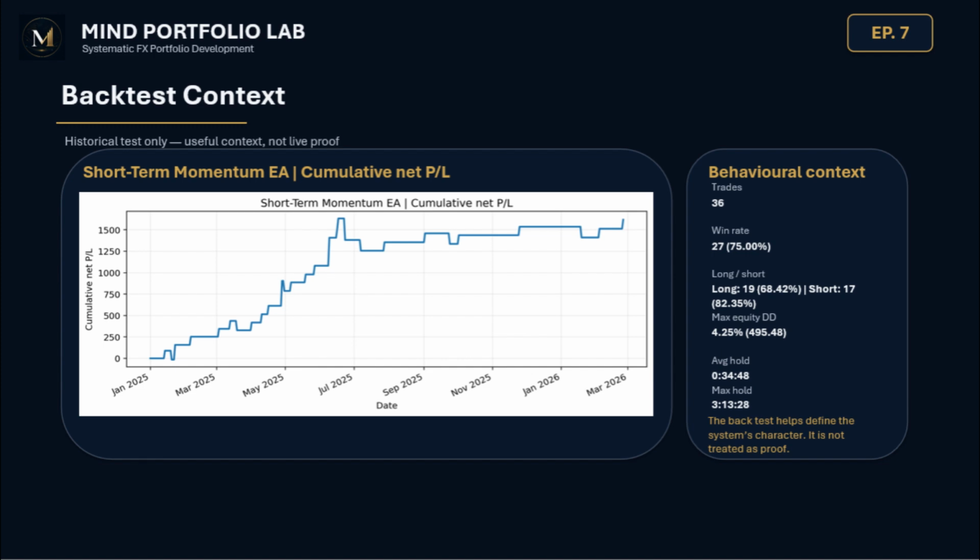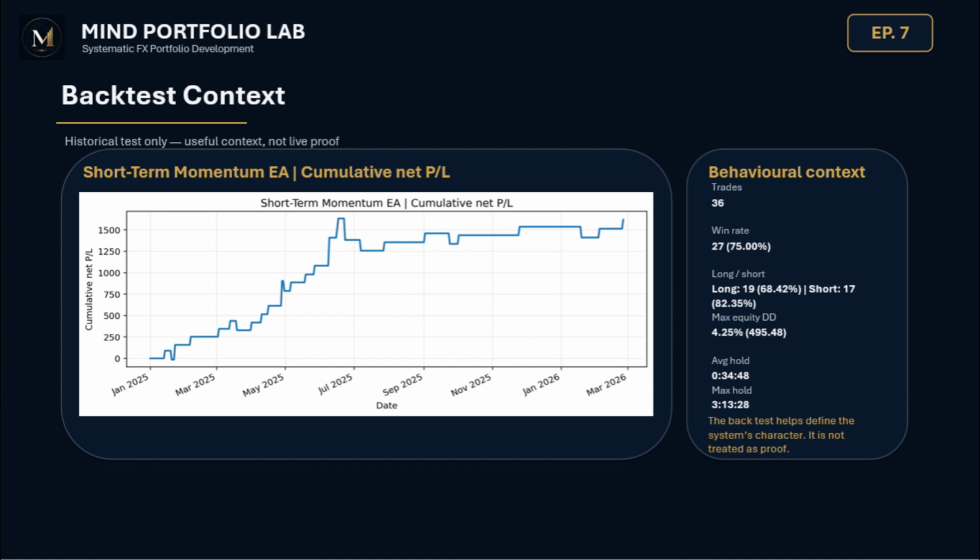The average position holding time is around 34 minutes and 48 seconds, and the maximum holding time is around 3 hours 13 minutes and 28 seconds. That tells me a few important things. First, this is a much shorter hold component than some of the other EAs in the portfolio.